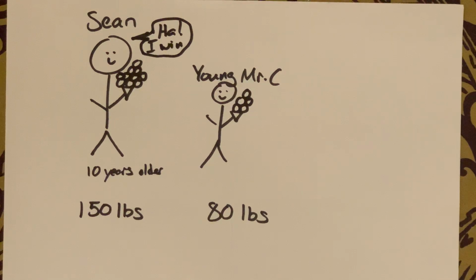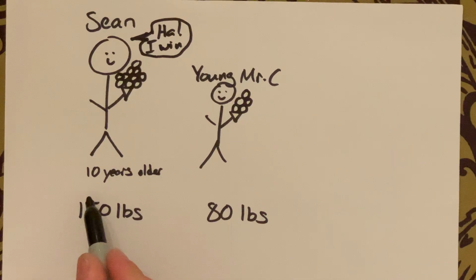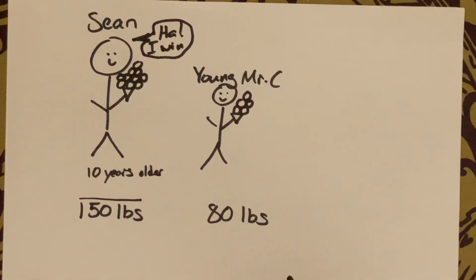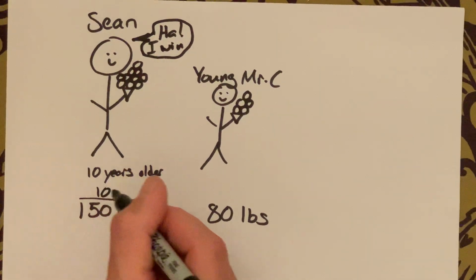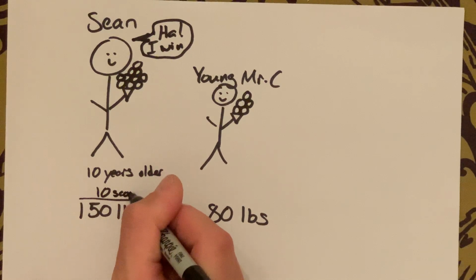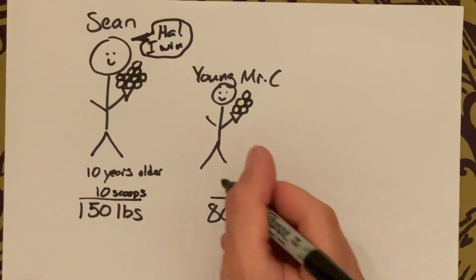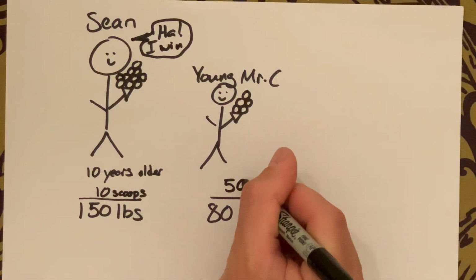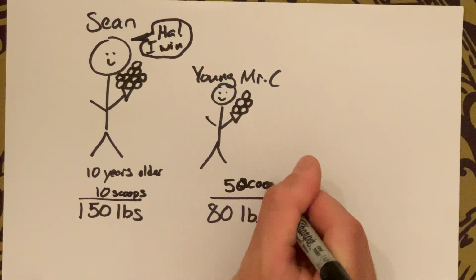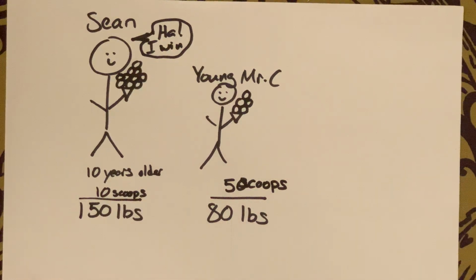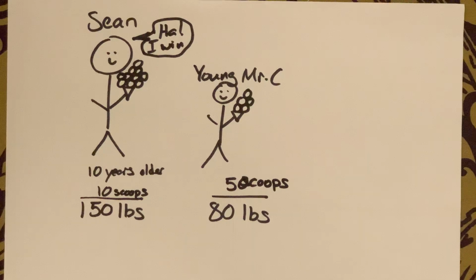So let's say for a second that each scoop of ice cream is exactly the same. If we were to try to compare this, he ate 10 scoops and he was 150 pounds. And I ate 5 scoops, and I was 80 pounds. It's interesting. These aren't exactly the same. In fact, they aren't the same.